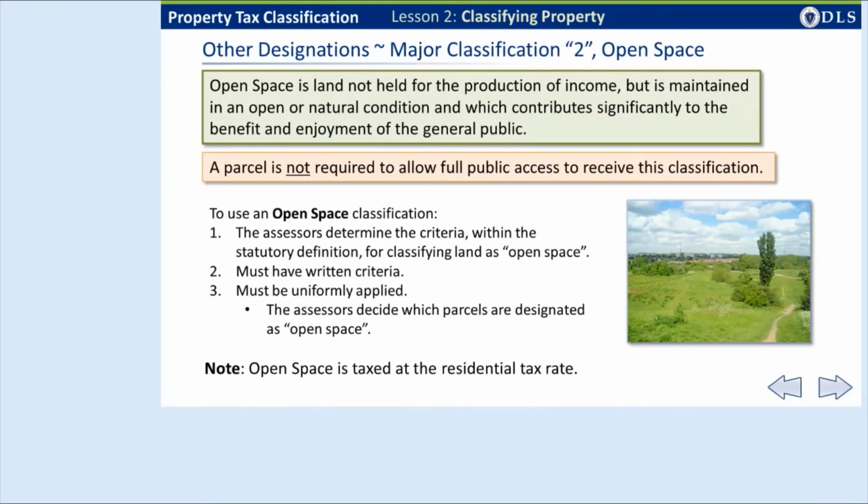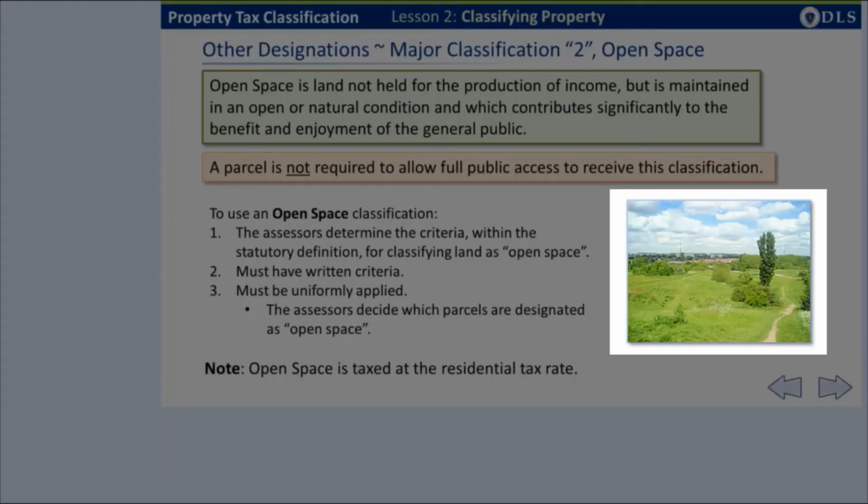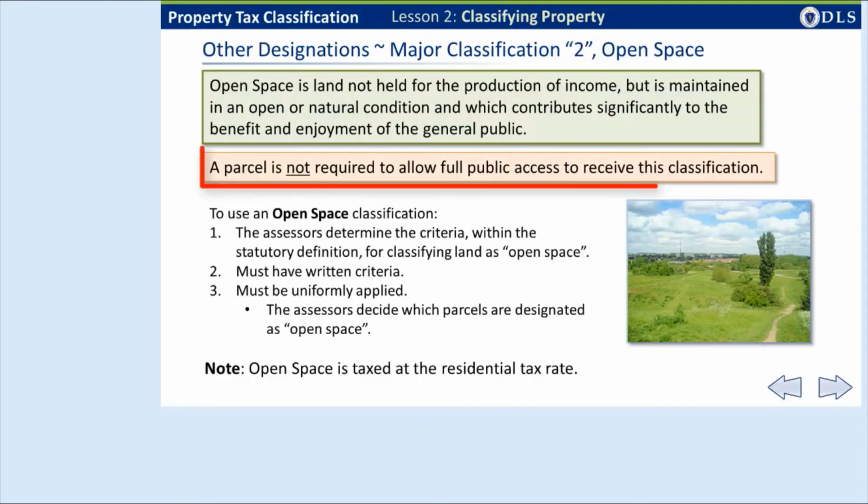There are a few other designations that are worth identifying. Open space is land not held for the production of income, but is maintained in an open or natural condition, and which contributes significantly to the benefit and enjoyment of the general public. An example might be a parcel with walking paths and no structures. A parcel is not required to allow full public access in order to receive this classification.